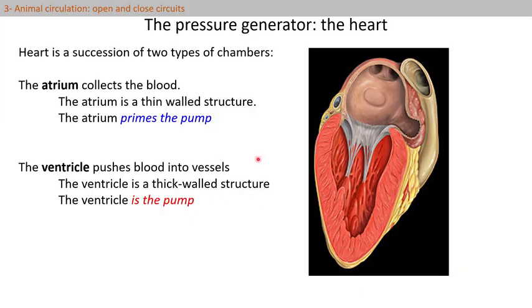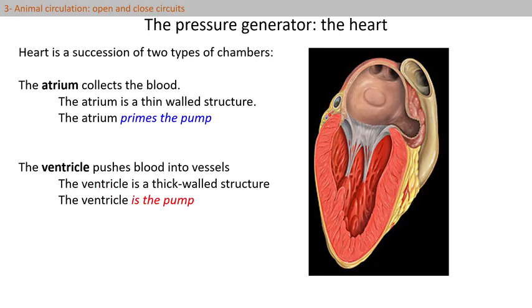Where does the pressure come from? Well, you need a pressure generator, that's the heart. And the heart is essentially, in most animals, two types of chamber. You will have atria, and you will have ventricles. So the atrium, the first type of chamber, here depicted, collects the blood, and it primes the pump. But the main pump, what really puts pressure in the circuit, is the ventricle.